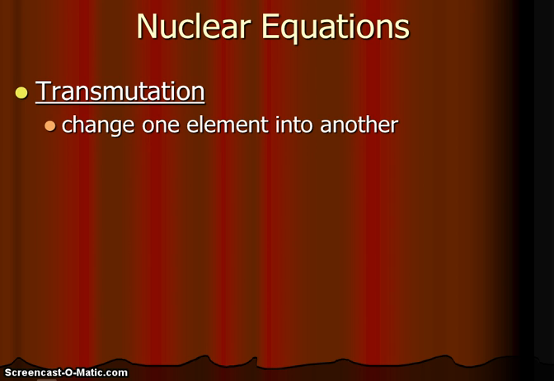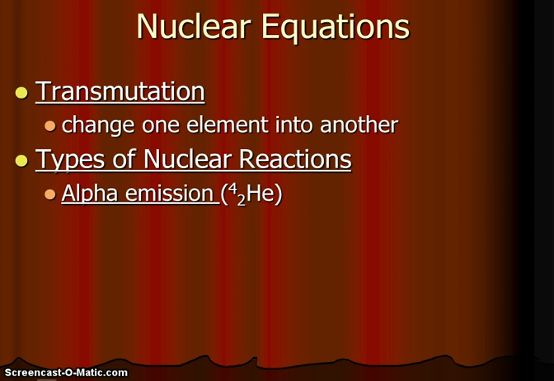Okay, if we talk about these types of nuclear reactions, we call them transmutation reactions. They're called transmutation reactions because we're actually going to be changing the identity of the element. So let's look at our first type, alpha particle emission. That means that we're going to be emitting or giving off alpha particles during this type of nuclear reaction.